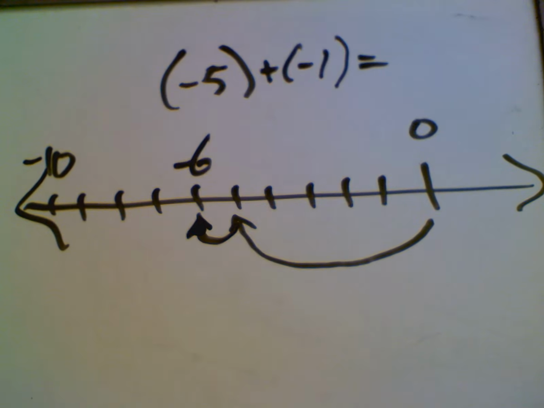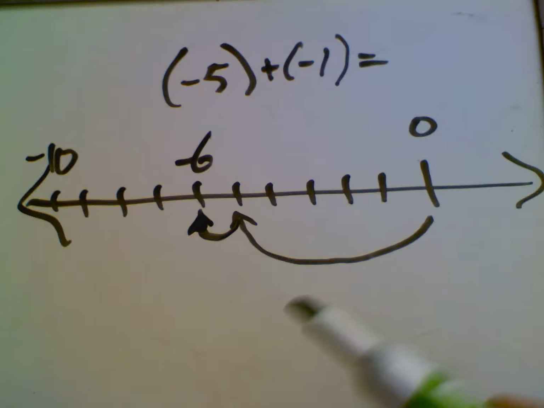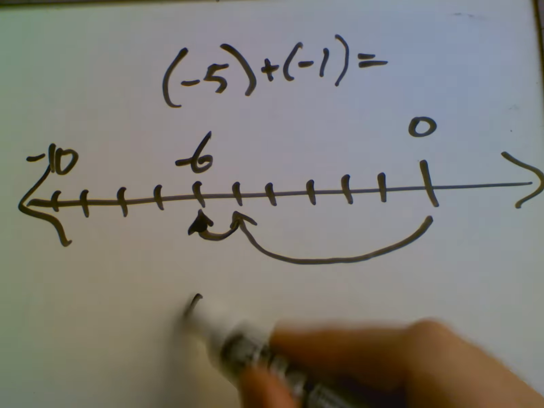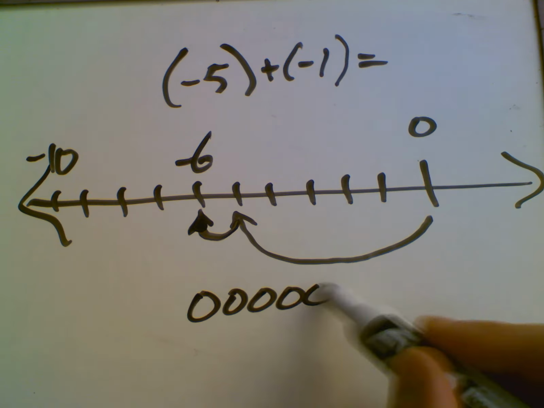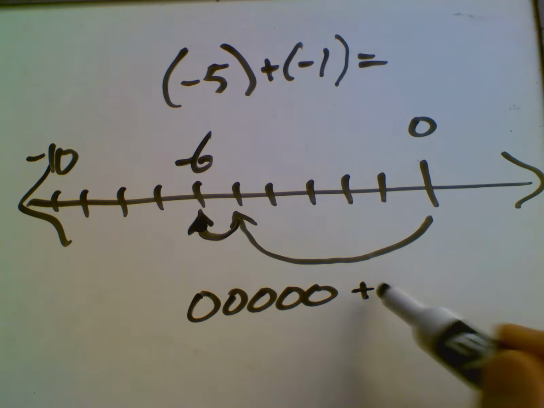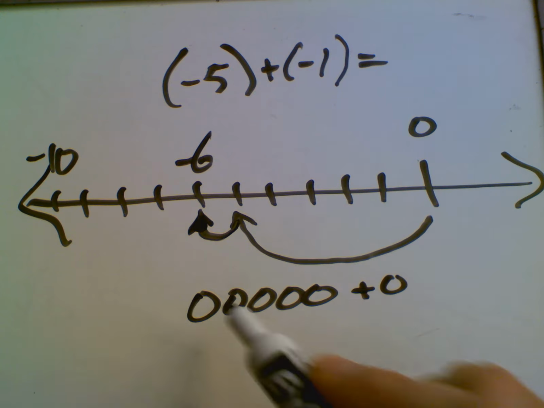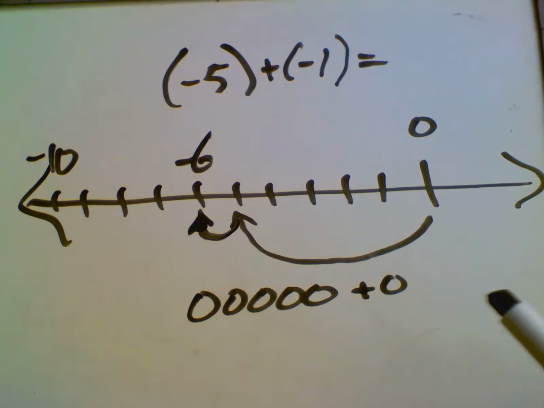Now if I were to do this as tiles, just to show you why this exists, if I had negative 5 plus a negative 1 more, I would have 6 negative.